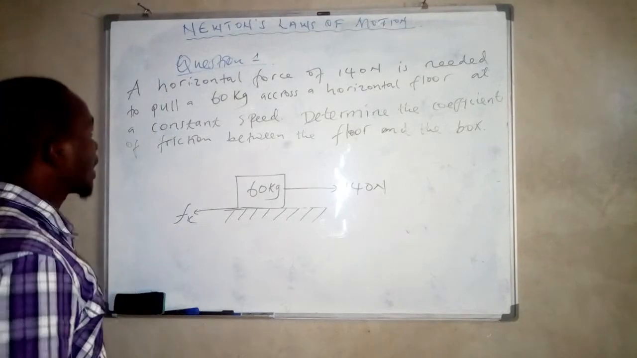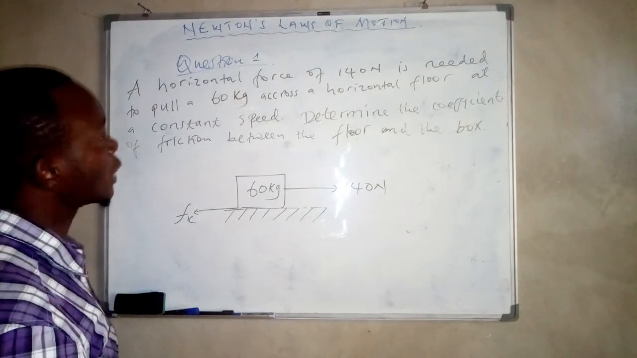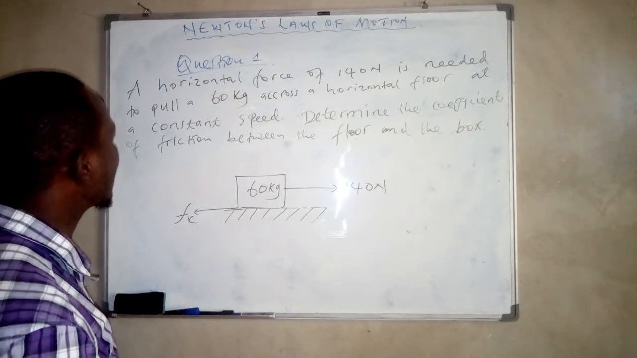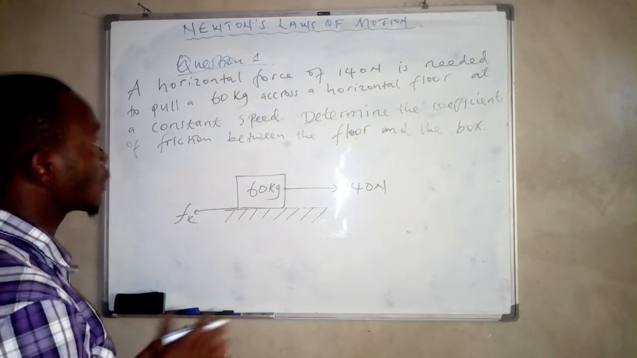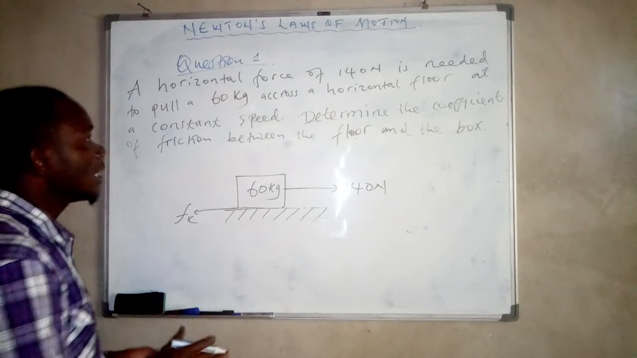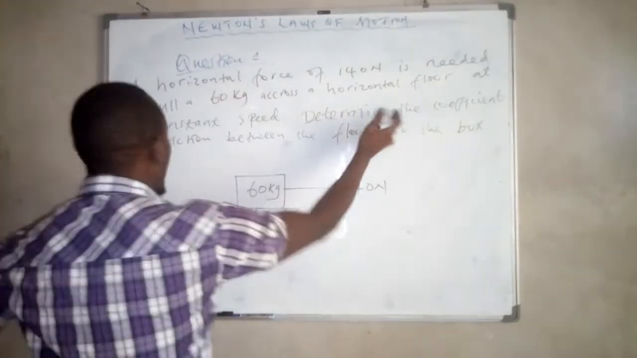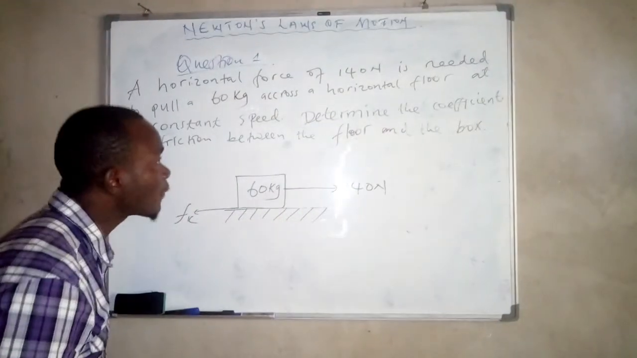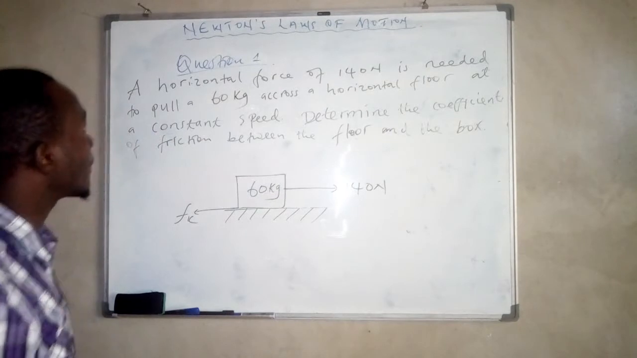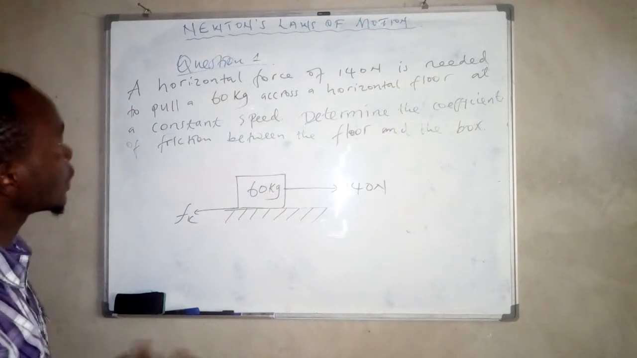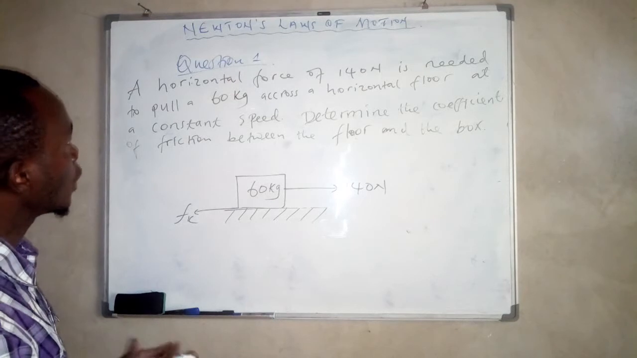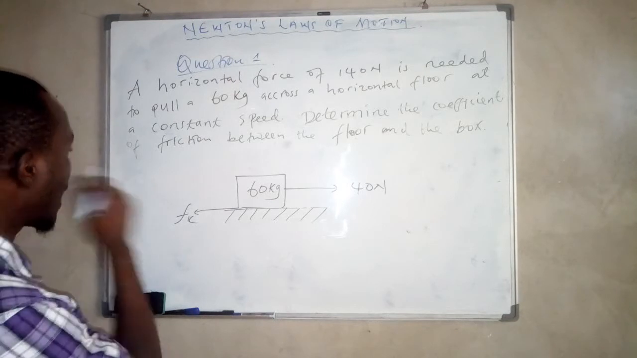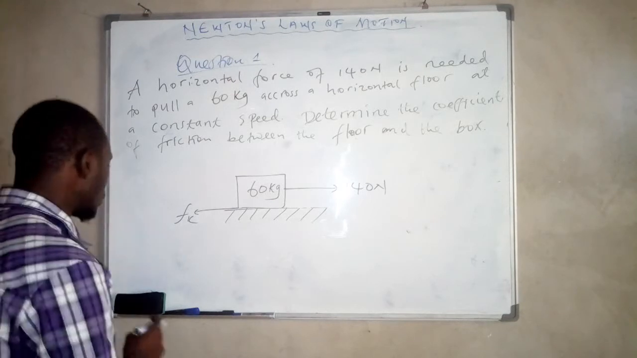The question is, a horizontal force of 140 newtons is needed to pull a 60 kg box across a horizontal floor at a constant speed. Determine the coefficient of friction between the floor and the box. So this is one of the problems under Newton's laws of motion, one of the questions under the applications of Newton's laws of motion.